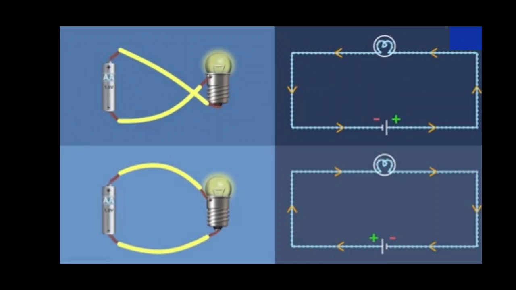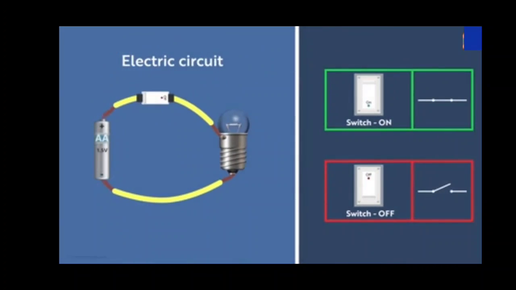But there will be a small change in the circuit diagram. Here, in the first case, the negative terminal was placed in the left side and the positive terminal was placed in the right side. But in the second diagram, when it is interchanged, the negative terminal is placed in the right hand side and positive terminal is placed in the left hand side. So, if you interchange the connections, only the direction of flow of conventional current changes, but the current still flows. Until the circuit is complete, the current keeps flowing and the bulb glows.